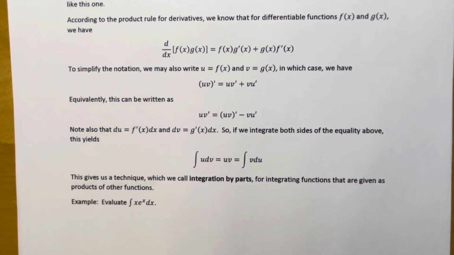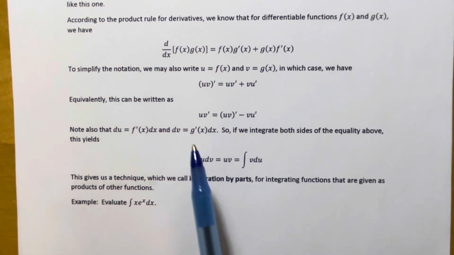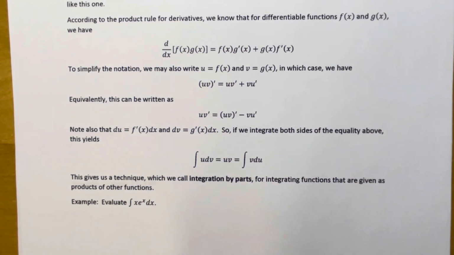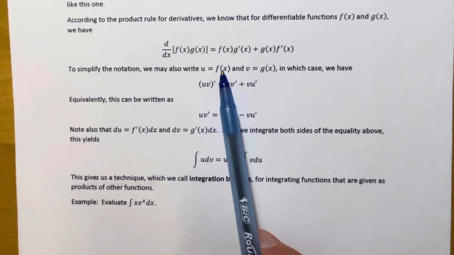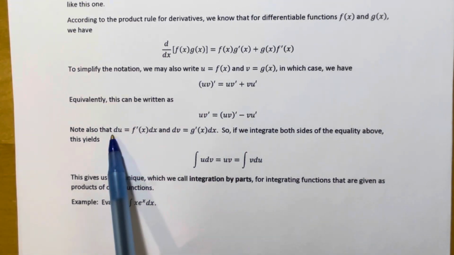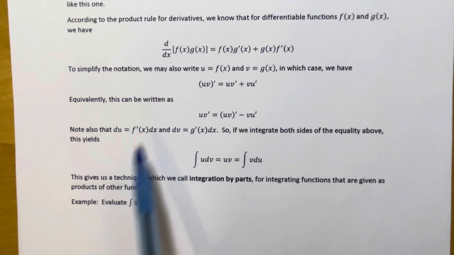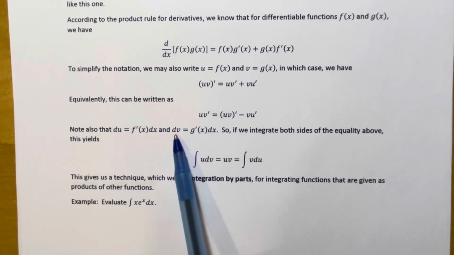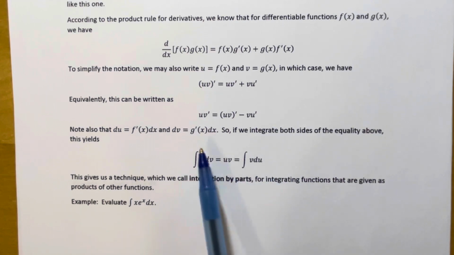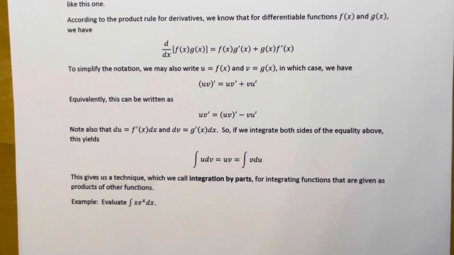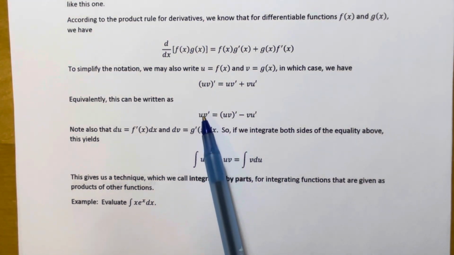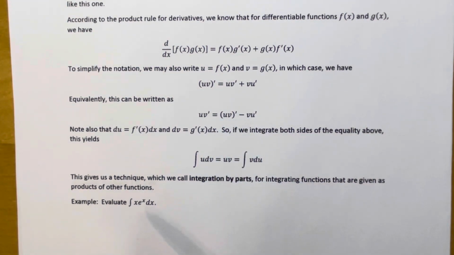Okay? Now, we're going to recall something about differentials, which you also learn about in calculus 1. If I have u equals f of x, then I define the differential du to be f prime of x dx. And similarly, dv, given the way that we're defining v here, would be g prime of x dx. The reason I'm doing that is because I'm about to take an integral, an indefinite integral of both sides of this equation here, and I need those differentials to be showing up in there for the integrals to make sense.